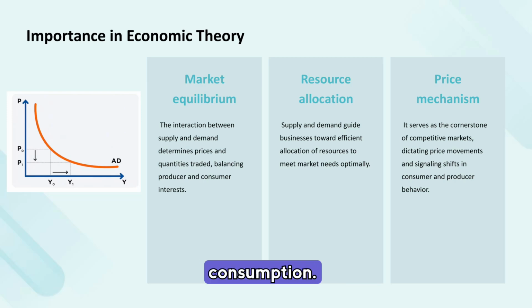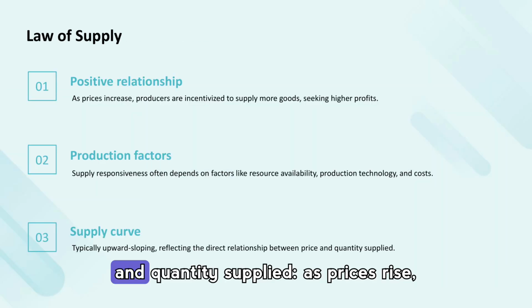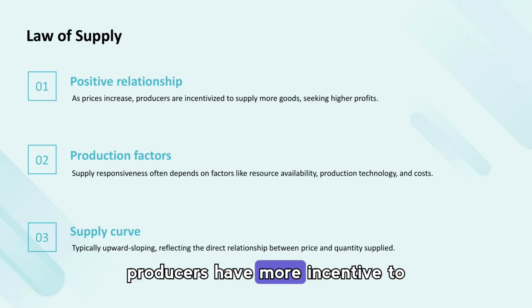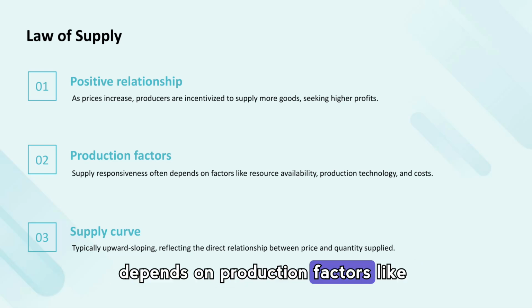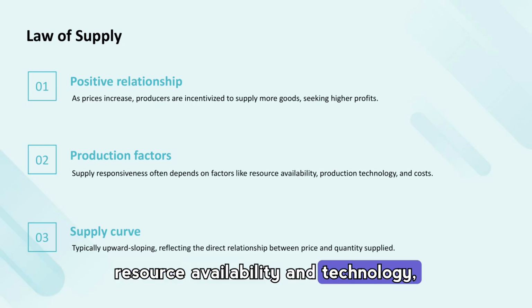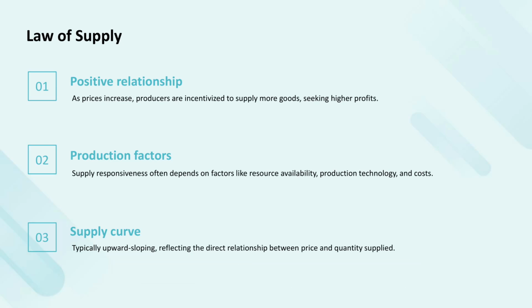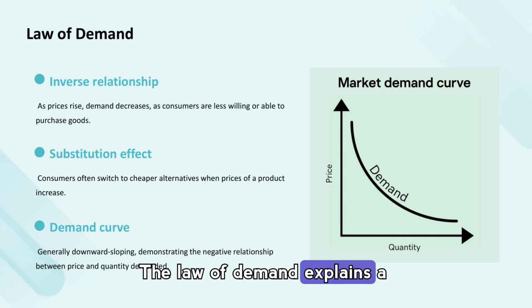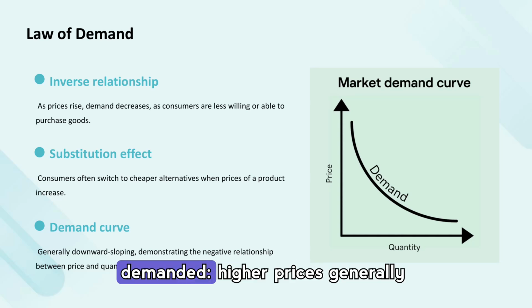The law of supply highlights a positive relationship between price and quantity supplied. As prices rise, producers have more incentive to supply goods. Responsiveness depends on production factors like resource availability and technology, and we usually represent this relationship with an upward-sloping supply curve.